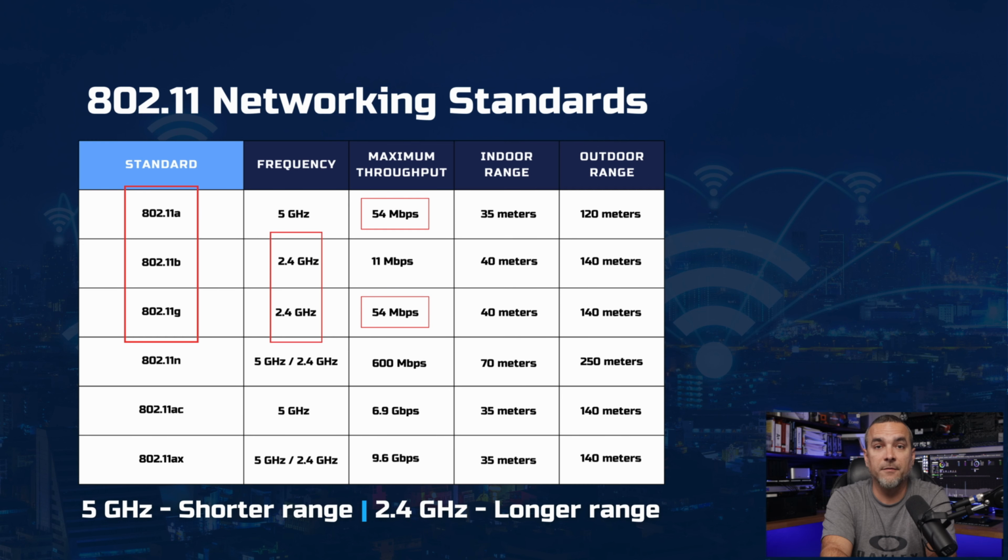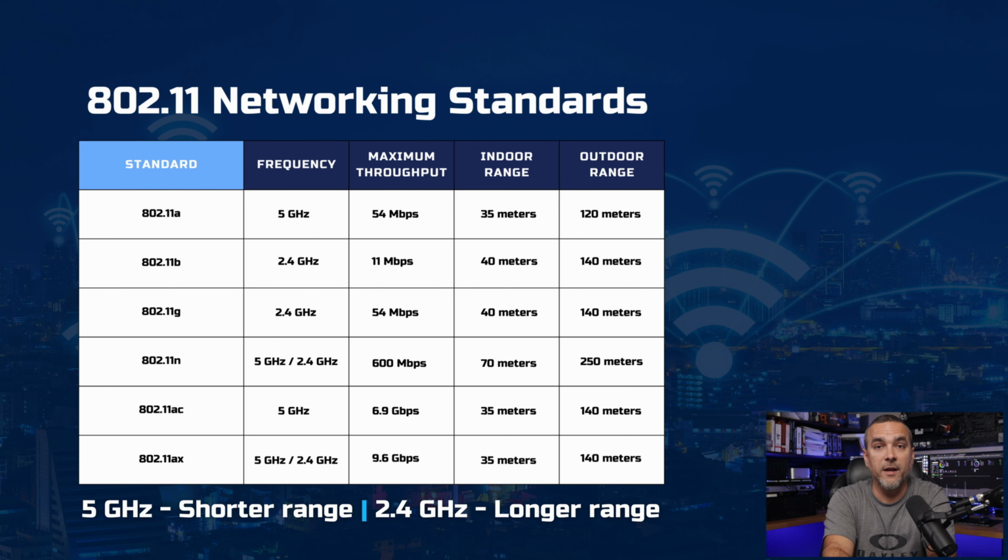802.11a operated on 5 GHz frequencies and did not have MIMO support. Its maximum theoretical throughput per stream was 54 megabits per second. 802.11b operated in the 2.4 GHz range and had a maximum throughput of 11 megabits per second. So here, the range increased, but the speed decreased. 802.11g combined the best of 802.11a and b, as it operated at the 2.4 GHz for longer range and had a maximum throughput of 54 megabits per second.